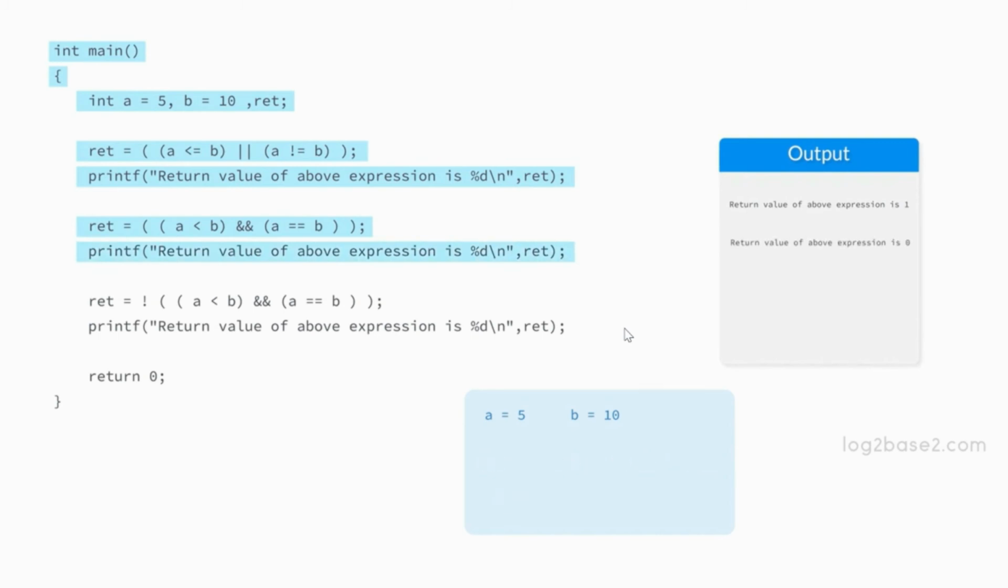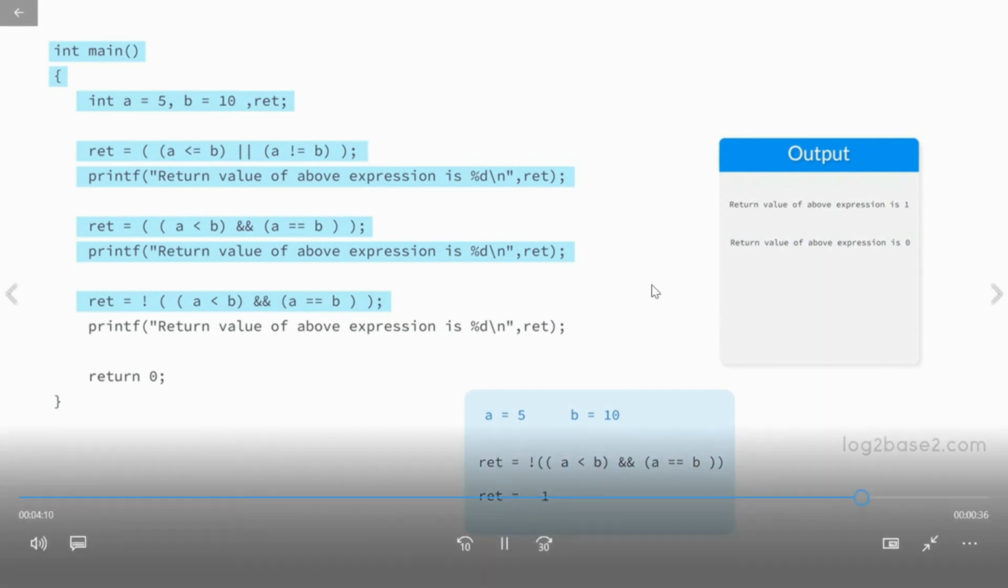Next we have the statement ret equal to not of A less than B and A equal to B. So we have not of expression 1 and expression 2. And what is the functionality of AND? If you have all the inputs or expressions true, then the result is true. Here we got 5 less than 10 which is true and 5 equal to 10 which is false. So the AND operator returns 0 and we got not of 0. So what does the not operator do? It will invert the input. So this 0 becomes 1 and that will be stored in the variable ret. And next we have the printf function and it will print return value of above expression is 1.